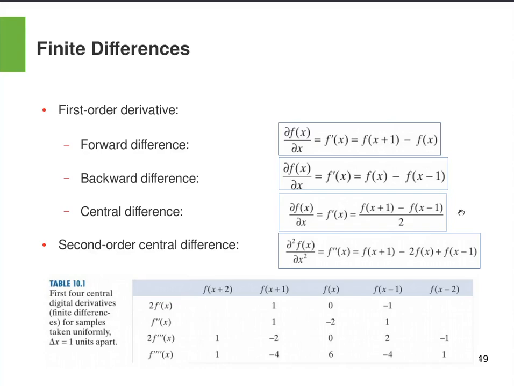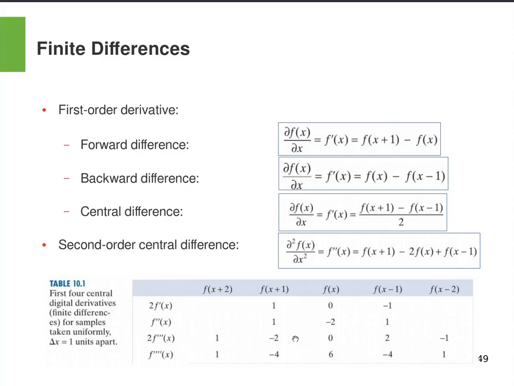If we extend these definitions to get the estimation for the second order derivative, the common way is to have a second order central difference, in which, as you can see, the second derivative of function f at location x is going to be f of x plus 1 minus 2f of x plus f of x minus 1. So you can extend these equations to find the central derivatives for higher derivatives as well.